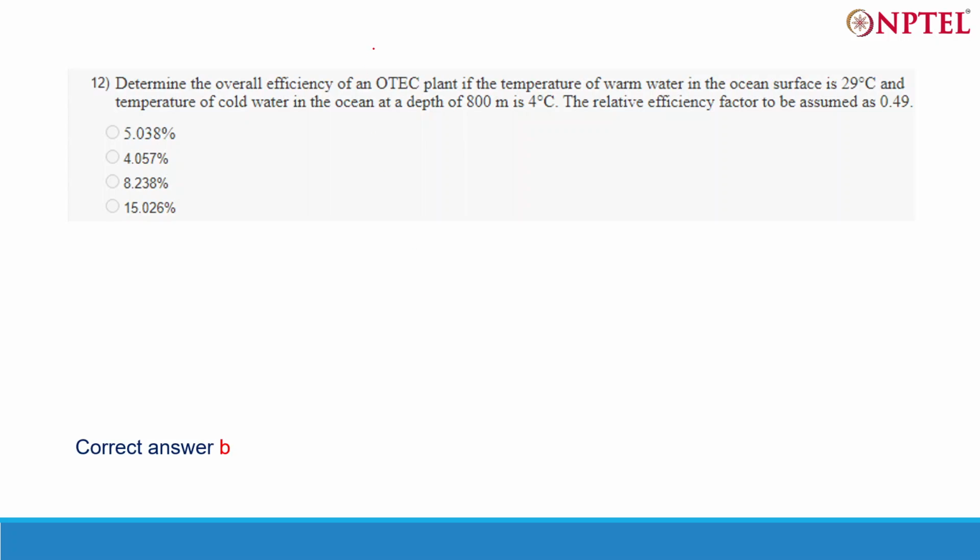Determine the overall efficiency of the OTEC plant with warm water at this temperature and the temperature of cold water as this. The relative efficiency factor is assumed as 0.49. So you have to calculate the efficiency of the system.